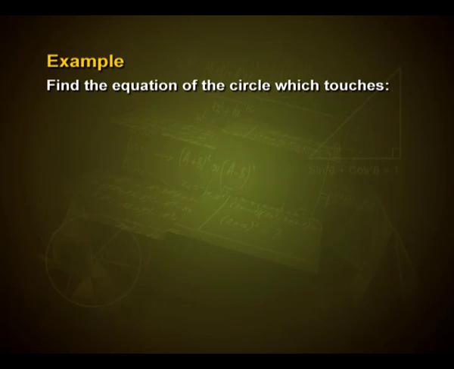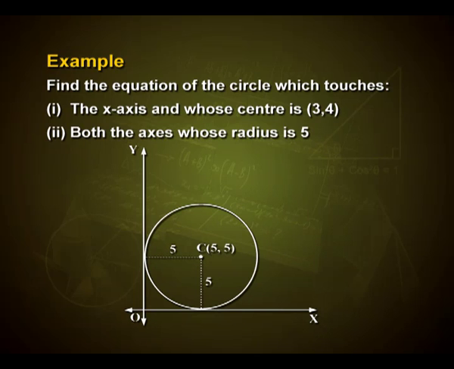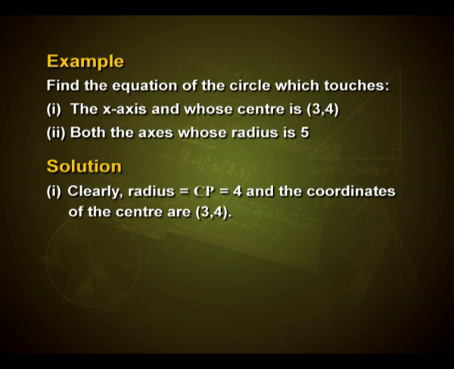Find the equation of the circle which touches the x-axis and whose center is (3, 4), and in the second part, the equation of a circle which touches both the axes and whose radius is 5. Now let us look into the solution. Clearly, in the first part the radius CP is equal to 4, as you can see in the figure, and the coordinates of the center are (3, 4).